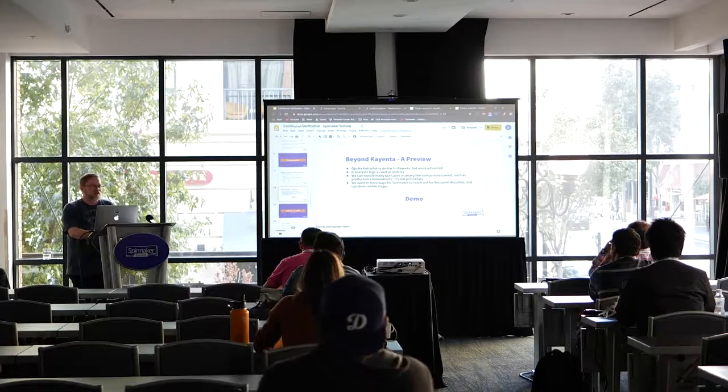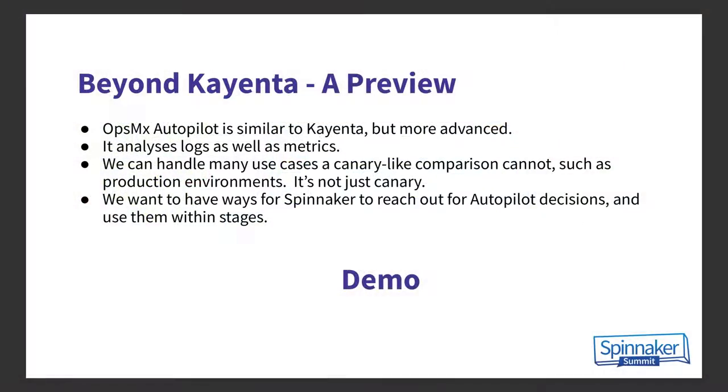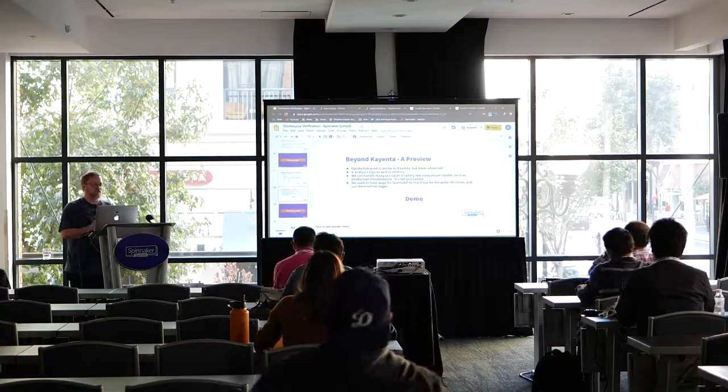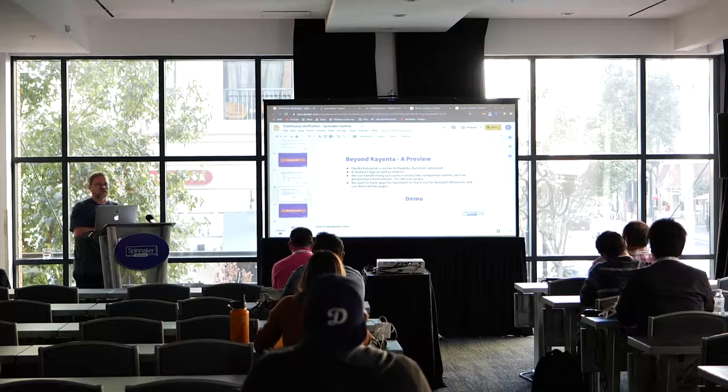So Autopilot is really similar to Kayenta. It has the same API, and it works in a very similar way to a certain point, but it is a more advanced version of it. We do more math behind the scenes, and also we have the log processing. Those are really the important parts of our particular application, that we do want to open source parts of it and possibly merge the parts that we do have into Kayenta.